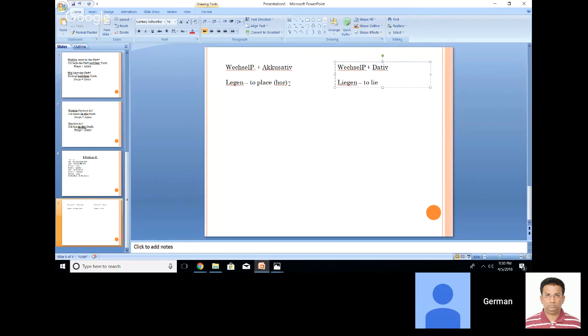Over here we are placing something, we are in motion. That's why we are using accusative. Over here it is already there. It is lying on the table. That's why it is dative. Next one, stellen, is to place something vertically. Okay. Over here we have the verb stehen, which means to stand.